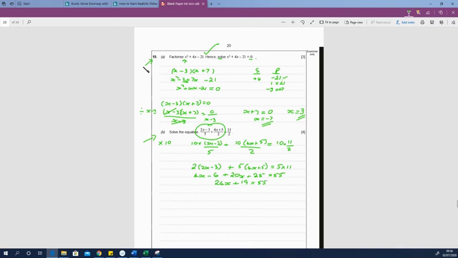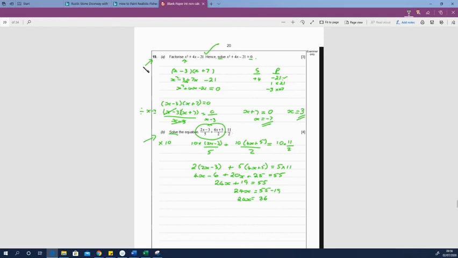Now bear in mind, I'm solving this, so I want x on its own. So I'm going to get rid of that 19 first by taking 19 from both sides. So that leaves me with 24x is equal to 55 minus 19, which is 36. So 24x is equal to 36.